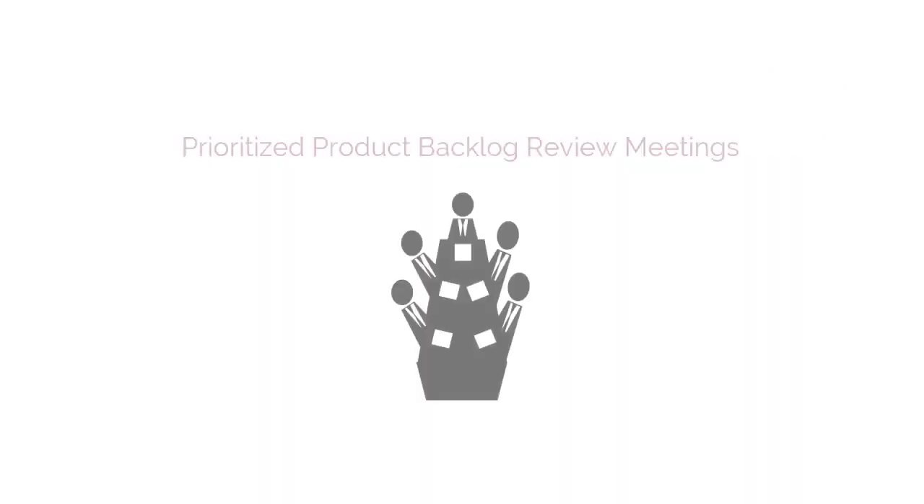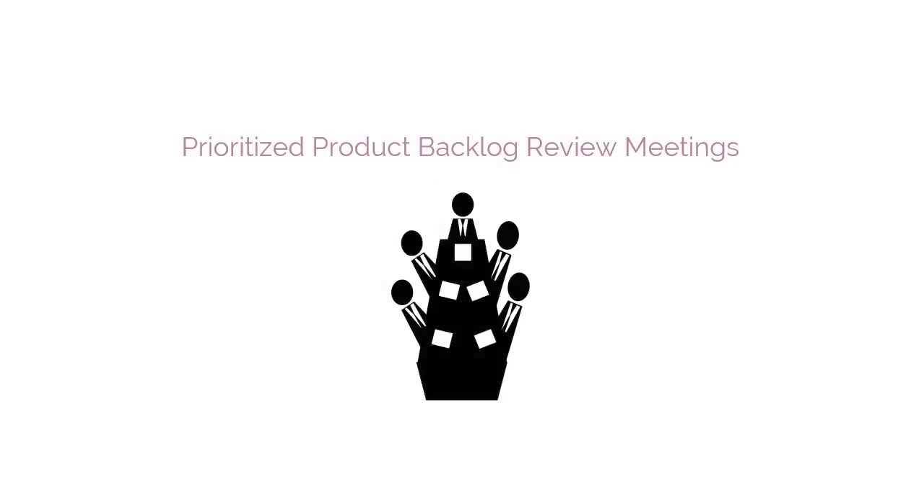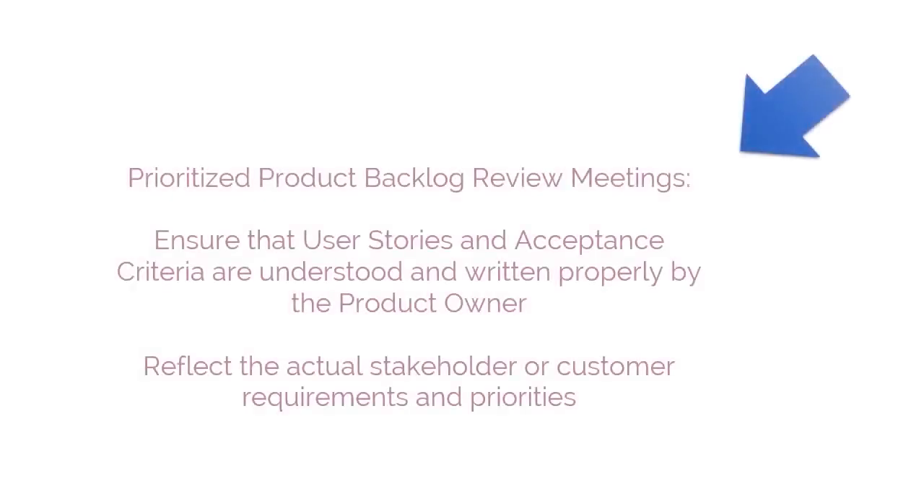Now, what are the tools employed to carry out this process? First of all, we have the prioritized product backlog review meetings as the tool. The intent of the prioritized product backlog review meetings is to ensure that user stories and acceptance criteria are understood and are written properly by the product owner, so that they reflect the actual stakeholder or customer requirements and priorities.